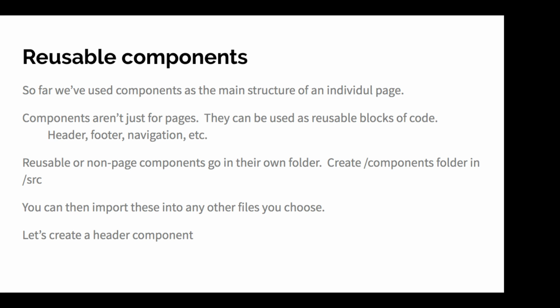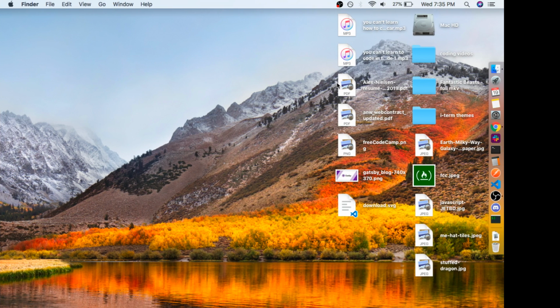Page components, like I said, they go in the pages directory, they get a name, and that's the route. Reusable components, the smaller chunks, we're going to make a new folder and put them in their own folder. We're going to call it components in the source folder, and then we'll be able to import them wherever we want to use them. So let's make a header component.